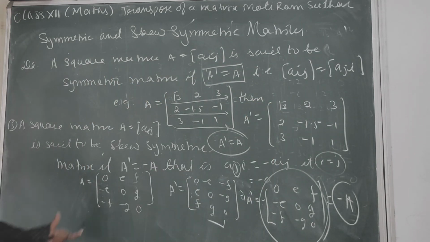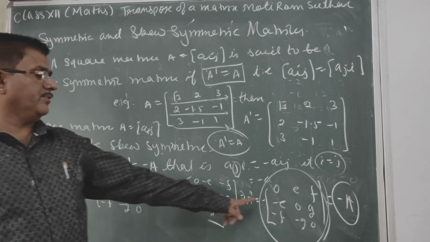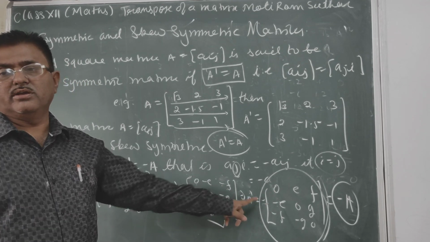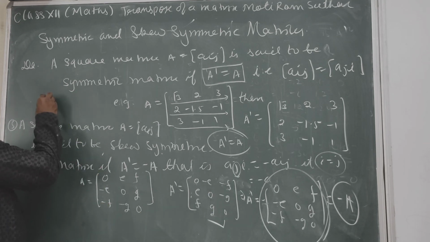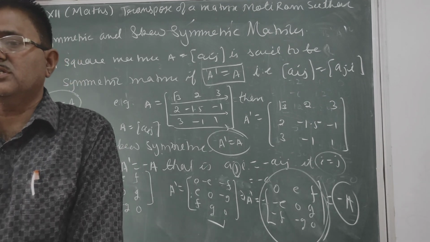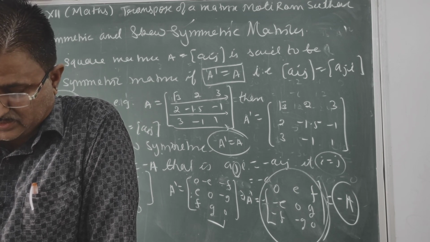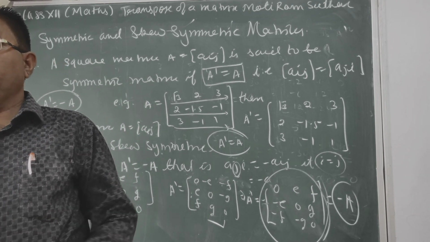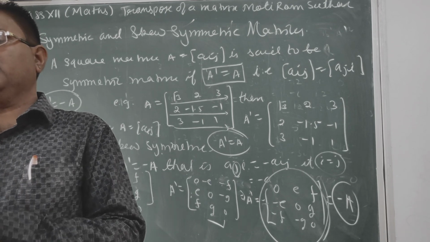तो ये मैट्रिक्स A वापस आ गई, this matrix and this, but we have taken minus as common only then. So what we get, the transpose of the matrix is equal to minus of that matrix. So such types of matrices are called skew symmetric matrices. Clear? So here, this is very important: symmetric matrix and skew symmetric matrix.